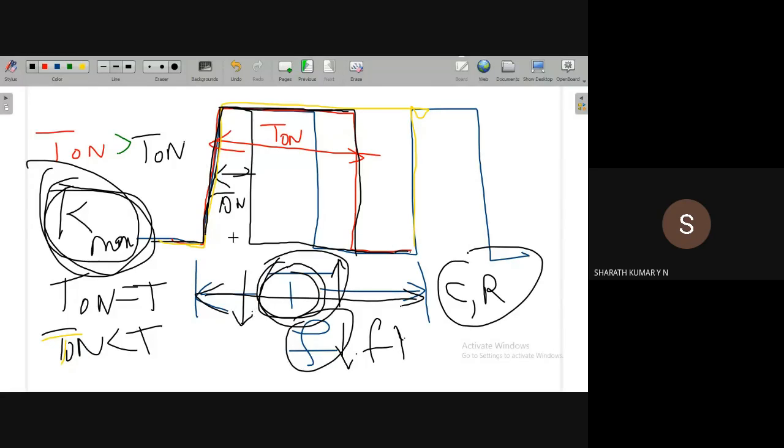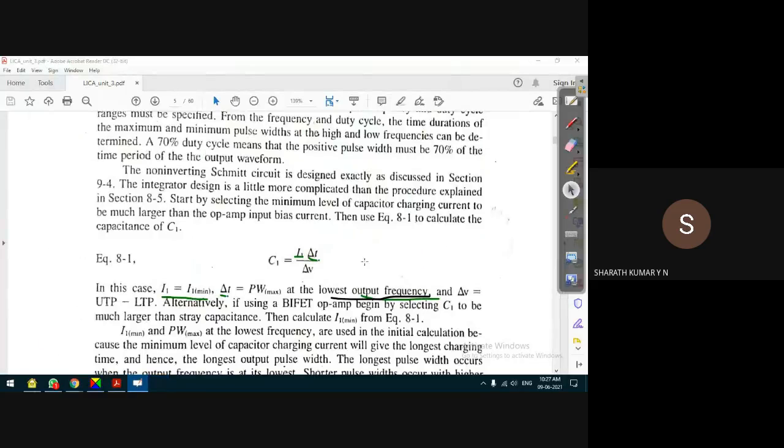If the time period is smaller, this on period will also be smaller. See, the on period is larger when the time period is larger. A larger time period means the frequency is smaller. So for the lowest frequency possible, we have to design the values of the capacitor and resistor. Thereby delta t corresponds to the maximum on period, corresponding to the lowest output frequency.